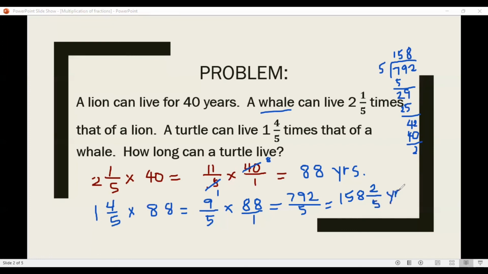Okay. So that is quite long. Okay, so if you are going to answer this, a turtle can live 158 and 2/5 years. So that is how you work with fractions.